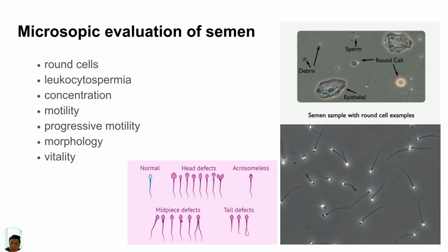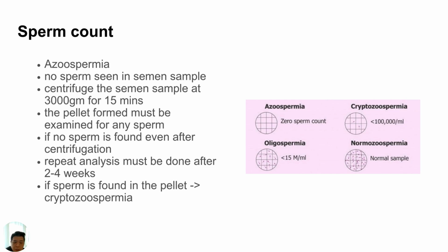So on the microscopic evaluation of the semen, we have to look for the round cells, any leukocytes, the concentration, the motility, the progressive motility, the morphology, and the vitality. The morphology shows different abnormal sperm that either have head defects, midpiece defects, or tail defects. So these are the round cells, and these are the motile sperm. So for sperm count, it can be azoospermia, cryptozoospermia, or oligospermia.